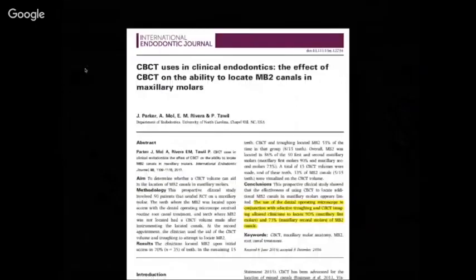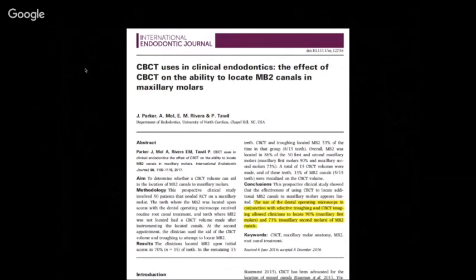Well, another clinical case would be about the presence of an MB2, the mesiobuccal 2 canal, in the mesial root of upper molars. It is well known that it exists in almost 100% of the cases. And this is a publication by Dr. Parker and colleagues in the International Endodontic Journal in 2016, where it was mentioned that the CBCT used in clinical endodontics would positively affect the search and finding of the MB2 before your procedure.